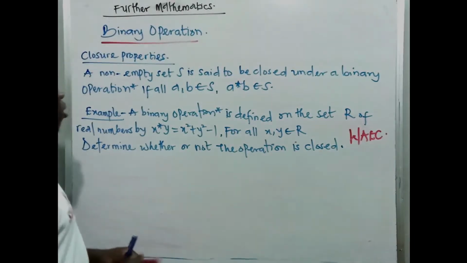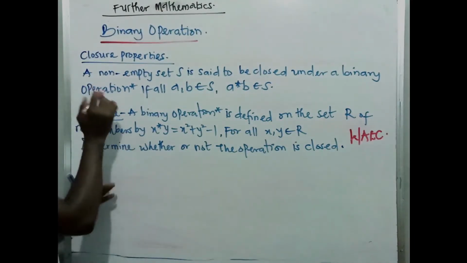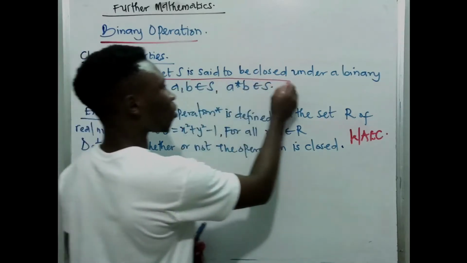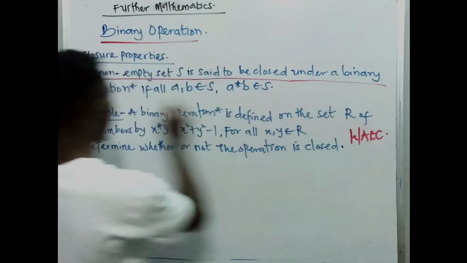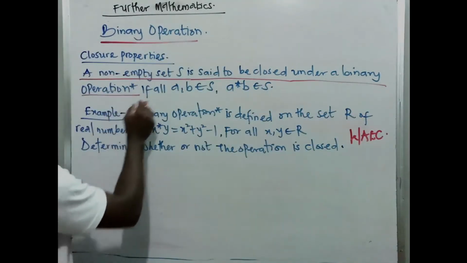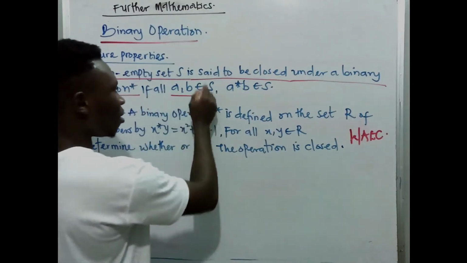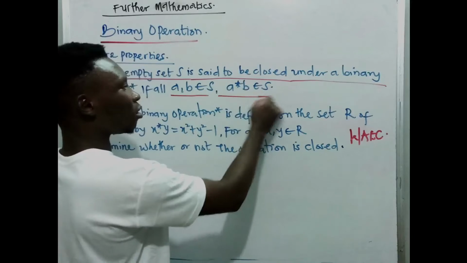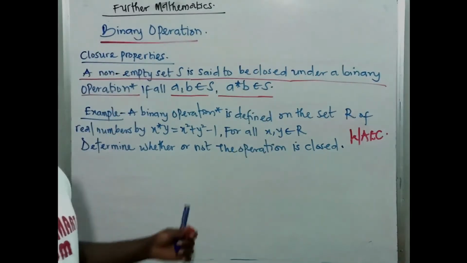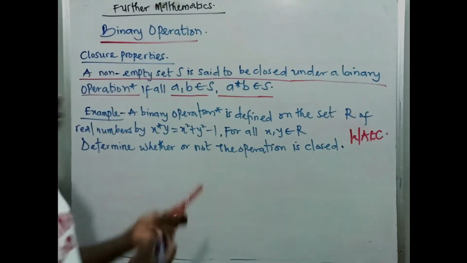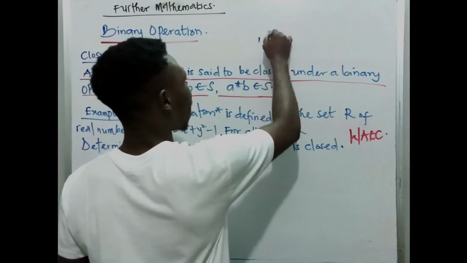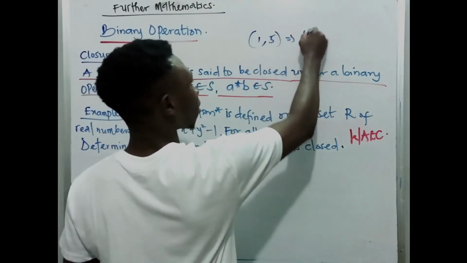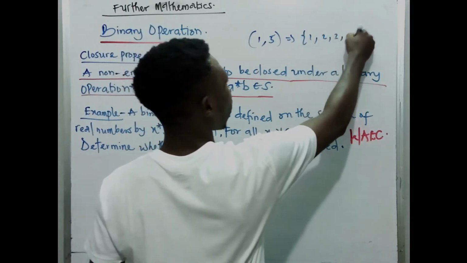The closure property says that a non-empty set S is said to be closed under a binary operation asterisk if a, b is an element of S, then a asterisk b is in S. Now, what is this trying to say? If I have numbers from 1 to 5, the numbers can be expressed as 1, 2, 3, 4, 5.